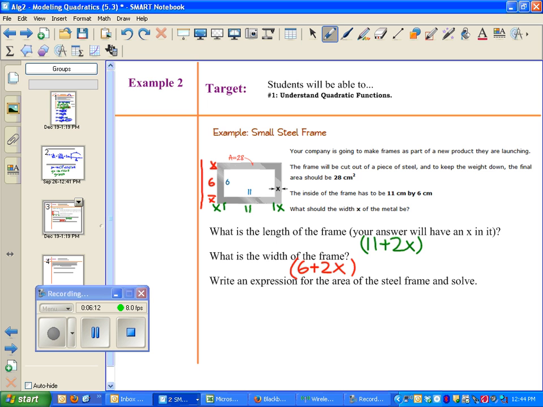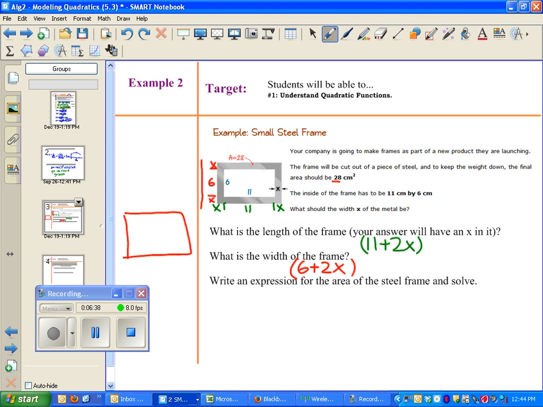Right, now we need to write an expression for the area of the steel frame and solve. So we are going to find the area of the whole entire frame, and then after that, we know the area of the frame is 28. We'll find x after that.